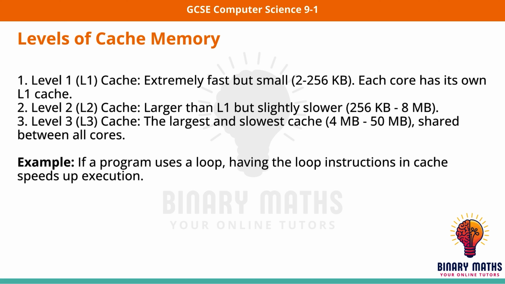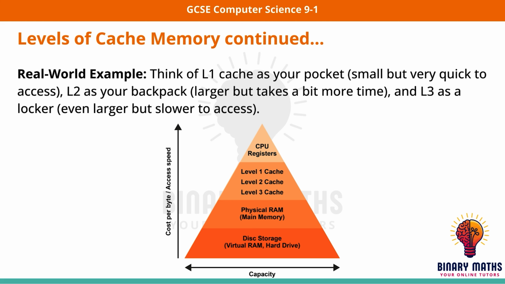cores. Think of level 1 cache as your pocket, but small, very quick to access. Level 2 cache is like your backpack. It's a bit larger, but takes a bit more time. And level 3 cache is like a locker, even larger, but slower to access. Having these 3 levels of cache helps the CPU work more efficiently. And here's a diagram of how the cache hierarchy actually works or looks in a CPU.